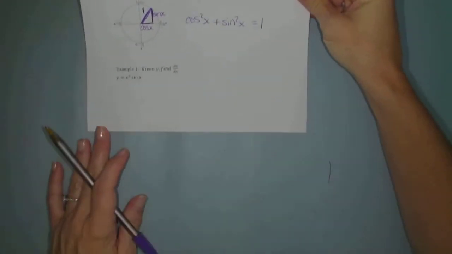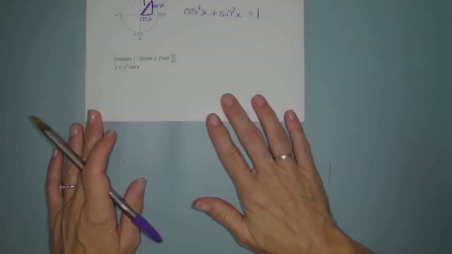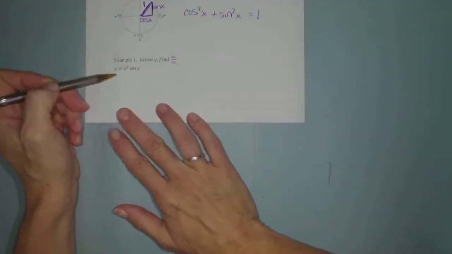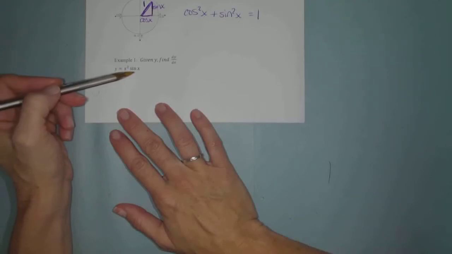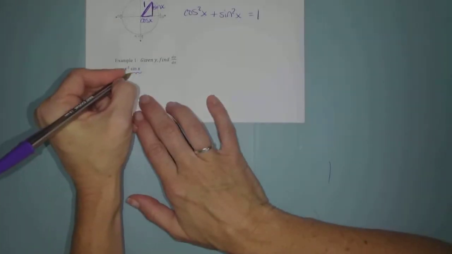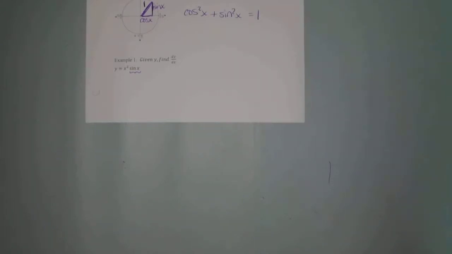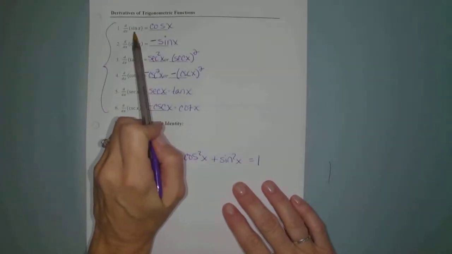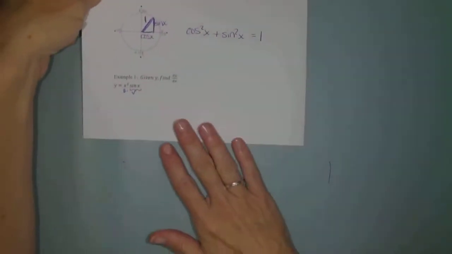So take a look down here at example 1. Given y, we're to find the derivative of y with respect to x. Y equals x squared times sine x. So you see the trig right there. But what's interesting is the overriding rule here is the product rule, because you have a u times a v. So we're going to run the product rule, and within it, we will use trig rule number 1 up here. We'll have to take the derivative of sine. Okay? So let's run that product rule.